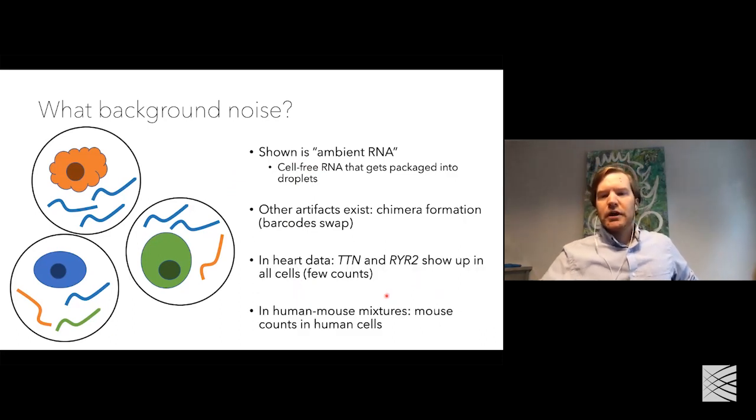So how does this manifest in the data? How do we know this is happening? What do you see? In heart data, for example, you see these two specific markers, titin and ryanodine receptor, that are specific markers for cardiomyocytes, and we really know that from biology and the previous literature.